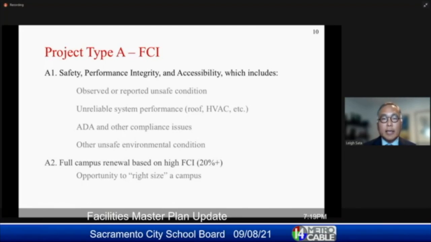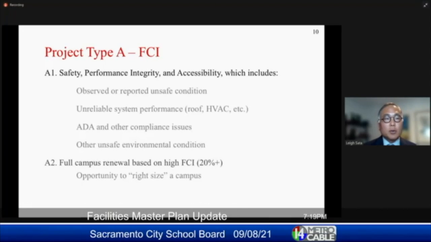And these categories would include things like observed or reported unsafe conditions. Something that we've all noticed across the schools are unreliable system performance, such as roofs and HVAC, et cetera. We certainly need to address ADA issues and any, frankly, other unsafe environmental conditions. These categories are essentially categories that would represent risk to the district, and they do need to be addressed.